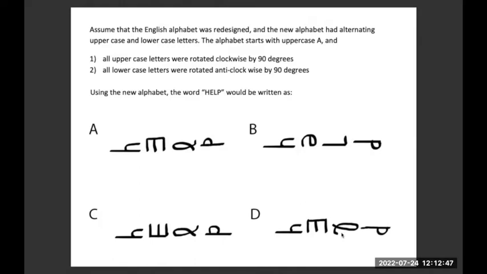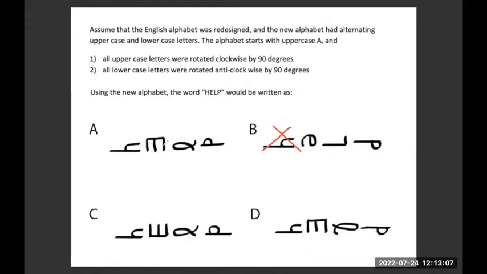When you look at the position of E, it is the 5th letter. 5th letter means it's an odd number, which means it will be uppercase. So by that rule, by default, option B gets eliminated straight away. You don't need to worry about it.